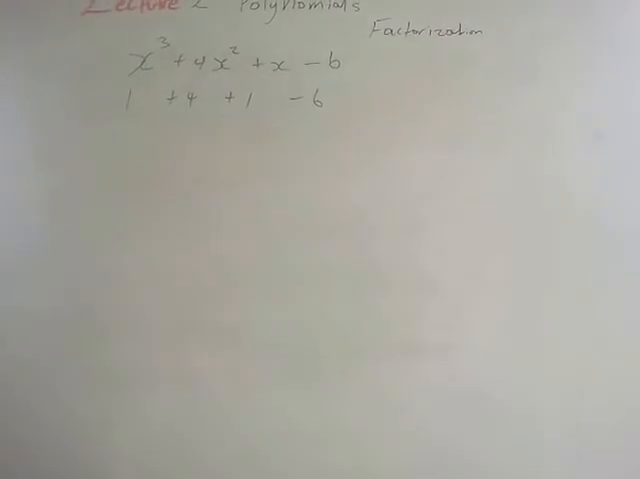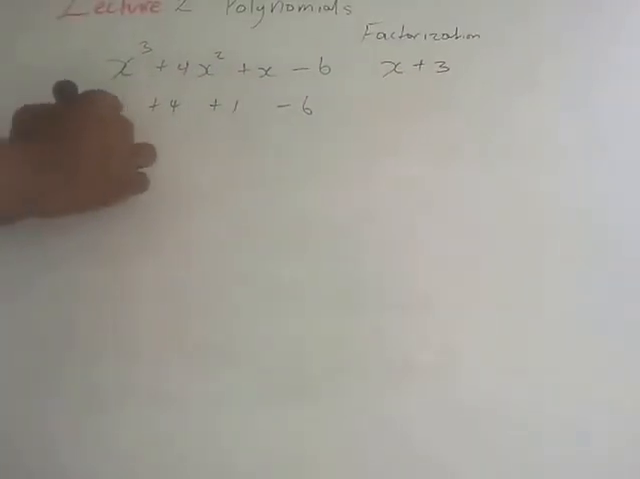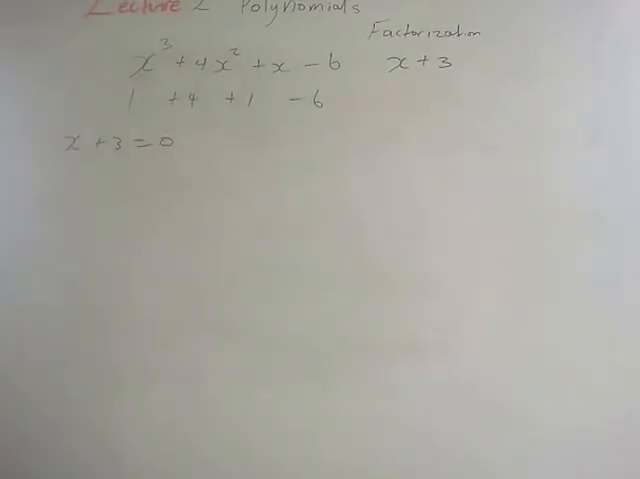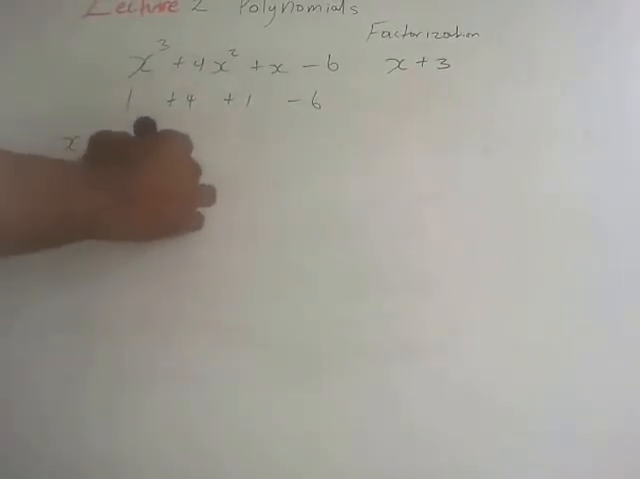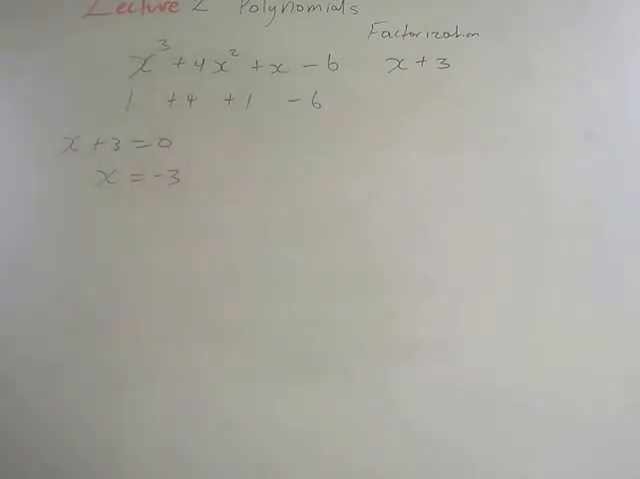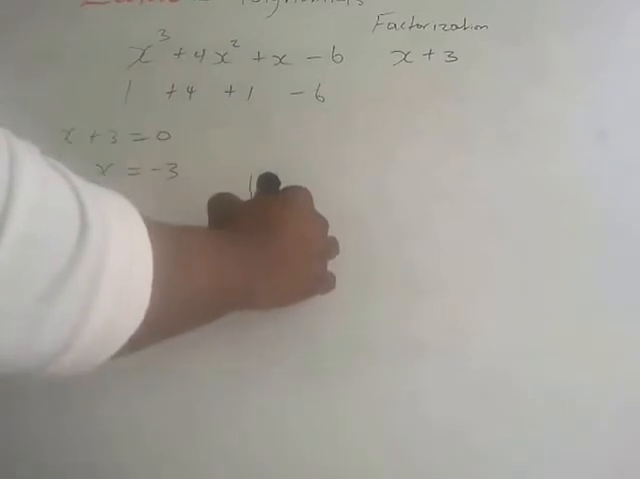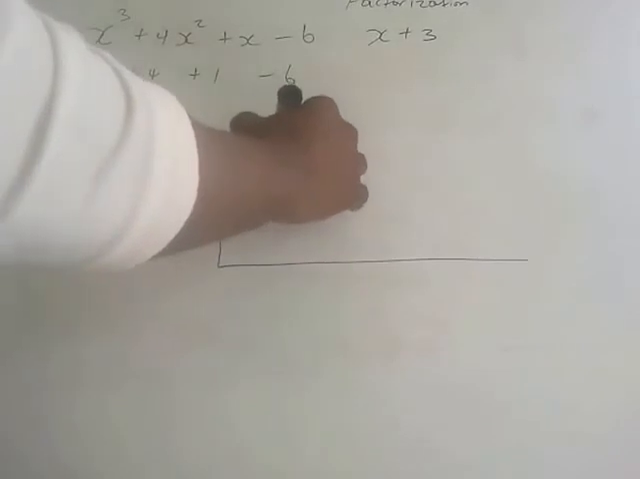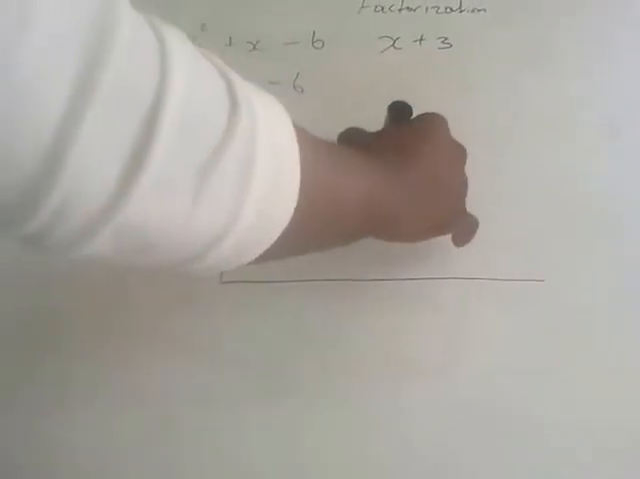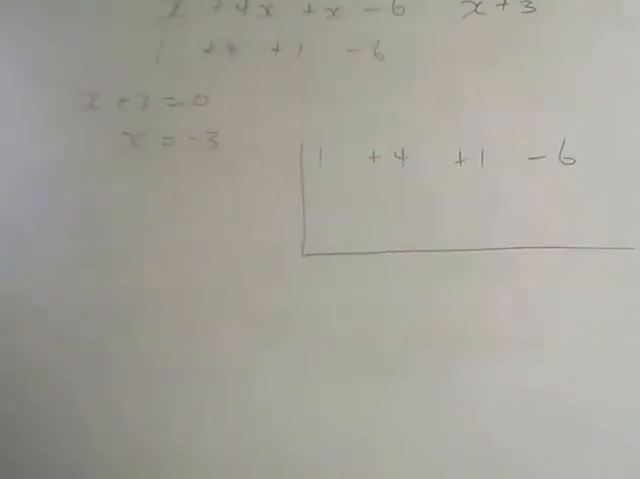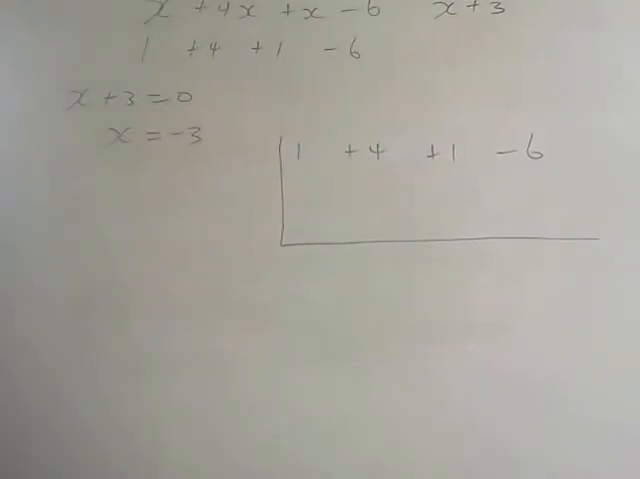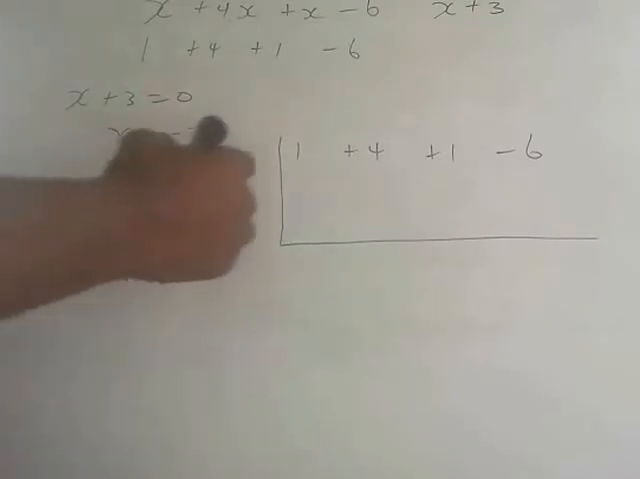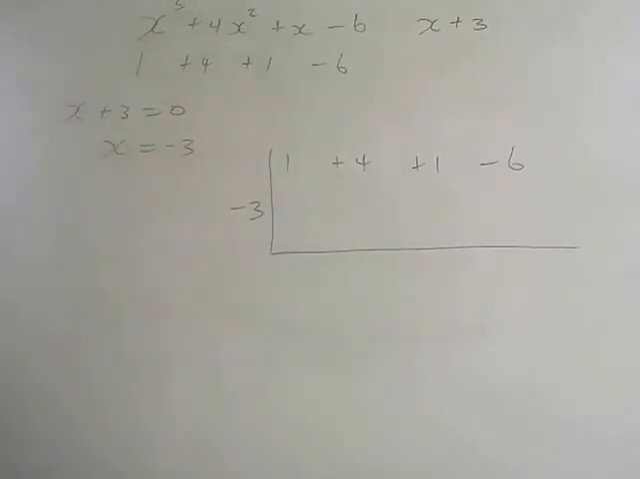Then what we're going to do is equate the factor that we got, which was x plus 3, to 0. So x plus 3 equals 0. We need a value for x, so x is equal to minus 3. Now that we know x is equal to minus 3, we can draw this thing. You can call it anything you want. 1, 4, 1. What we're doing is just writing back the constant and the coefficients. Then we put minus 3 on the outside.